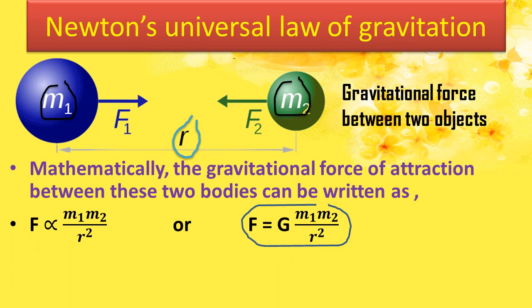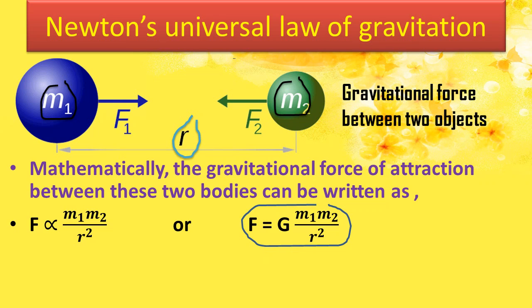If we apply the formula, force is directly proportional to the product of their masses, meaning m1 multiplied by m2, and it is inversely proportional to r square. So F is proportional to m1 m2 upon r square. Force is directly proportional to the product of their masses and inversely proportional to the square of the distance between the two objects.